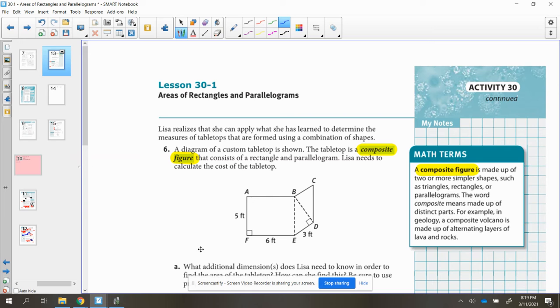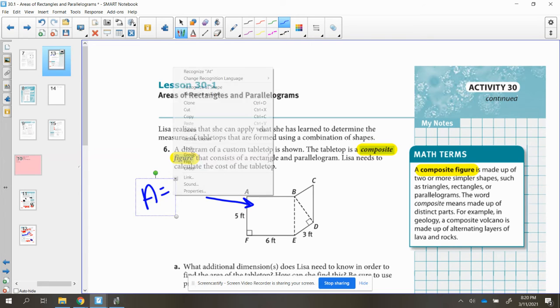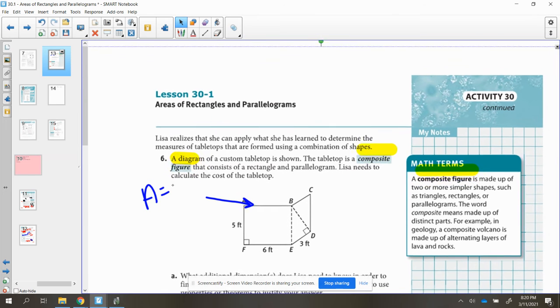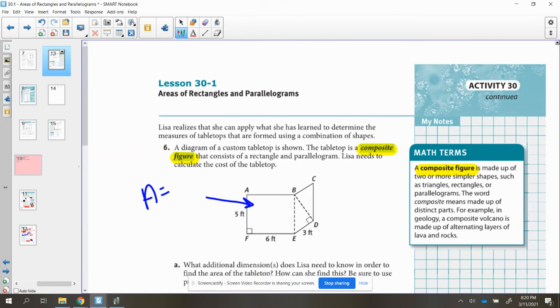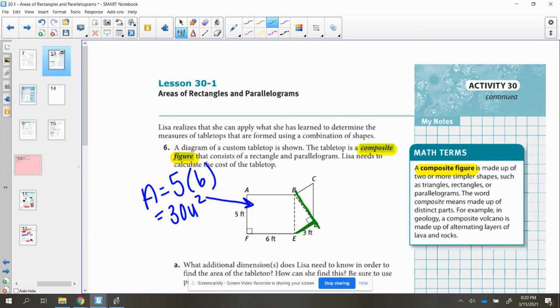Now the area of this rectangle is going to be found by doing our base times our height. So we have 5 times 6, our base times height, for 30 units squared. The area of this parallelogram over here, however, is dependent. We have the base, but we don't have the height, right? Now, something we do have is the length of this side is 5.